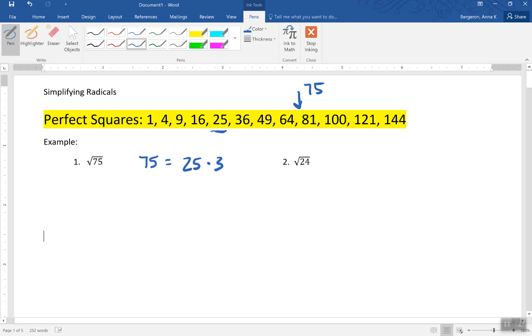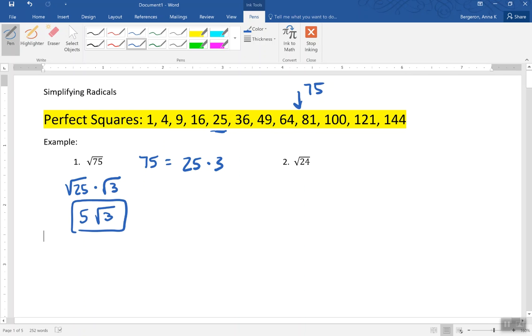So then I can rewrite this radical with that information. The square root of 75 is the same thing as the square root of 25 times the square root of 3. Now I can simplify one of these. I can only simplify the one that's on our list. I can't simplify the square root of 3, so that's going to stay the same. But I know that the square root of 25 is 5. So here is my simplified answer.